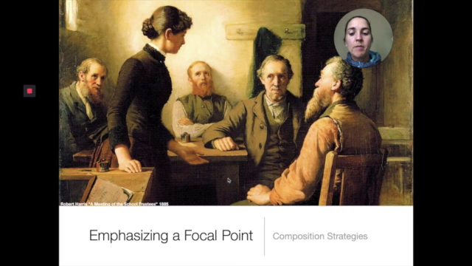Learn about how to emphasize a focal point. So we're going to talk about what a focal point actually is, because focal points are a really great way to guide the viewer's attention to a certain point in your artwork.